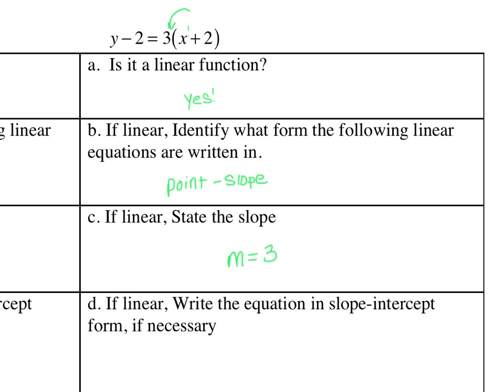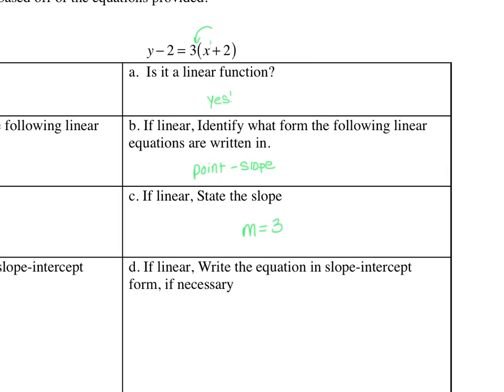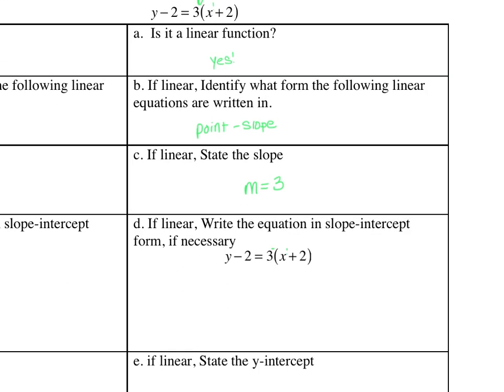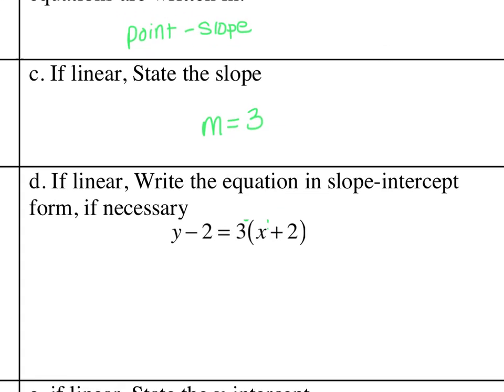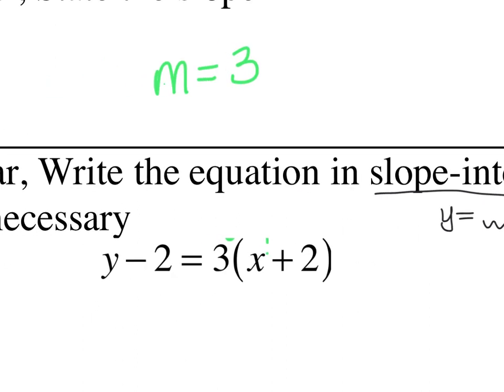If it's linear, write the equation in slope-intercept form if necessary. I promise you this is not as daunting as it looks. What I'm going to do is copy and paste that equation from above. So we have our equation y minus 2 equals 3 times x plus 2. Whenever you want to write it in slope-intercept form, you want to get it to be just y equals on one side. So you want a y equals an equation. So what we're going to do is distribute our 3, and we're basically going to solve for y. Distribute my 3, distribute my 3.